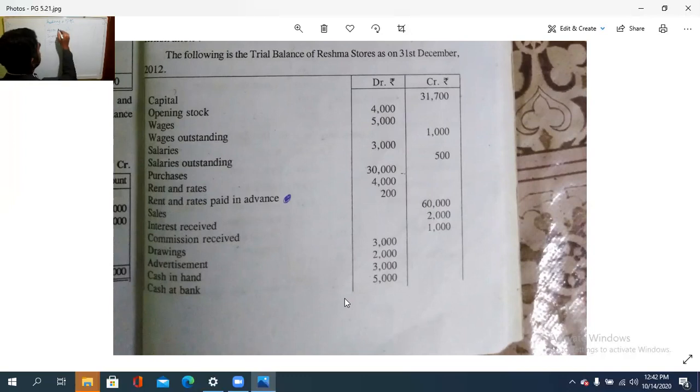By sales is coming here 60,000. And one more thing, in this problem you can see the closing stock is showing along with the trial balance. So in such a case, it should be only showing in the balance sheet asset side.